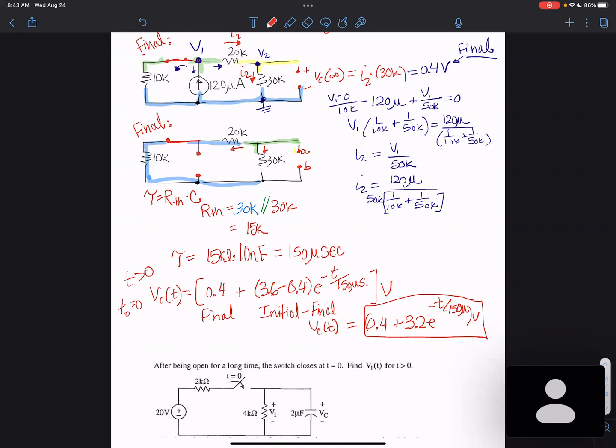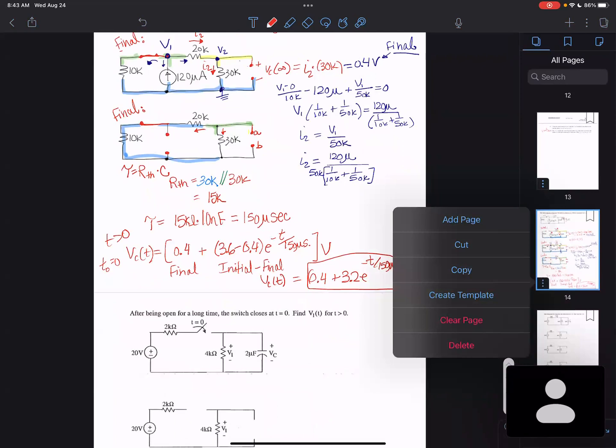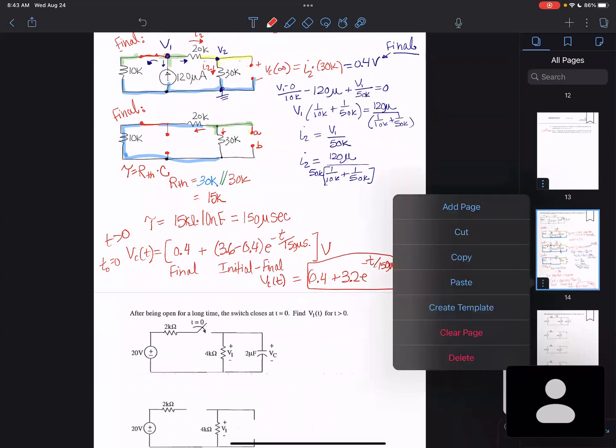All right, questions? Yes. Why do we distinguish between T of 0 from the negative and positive side? Because capacitors resist voltage change, right? So they're the same. Why do we care to use it?